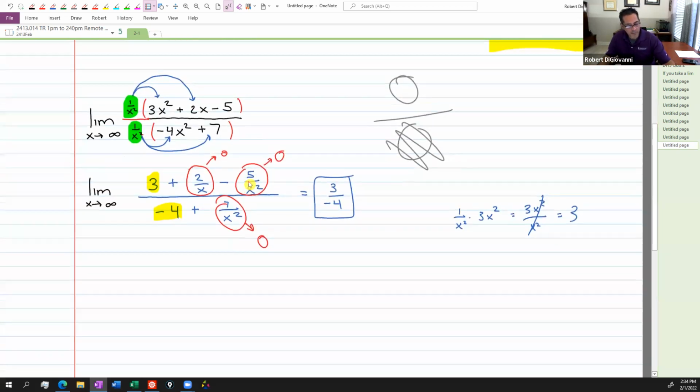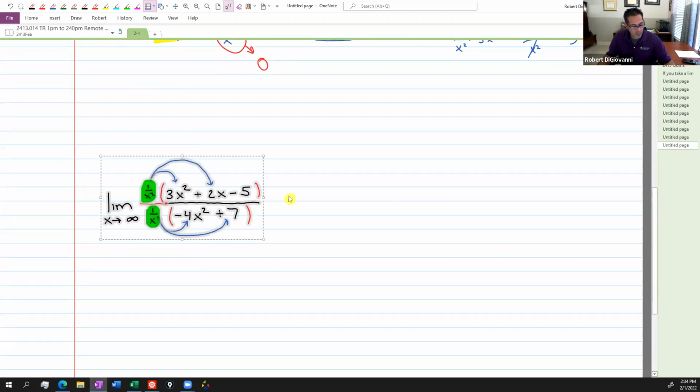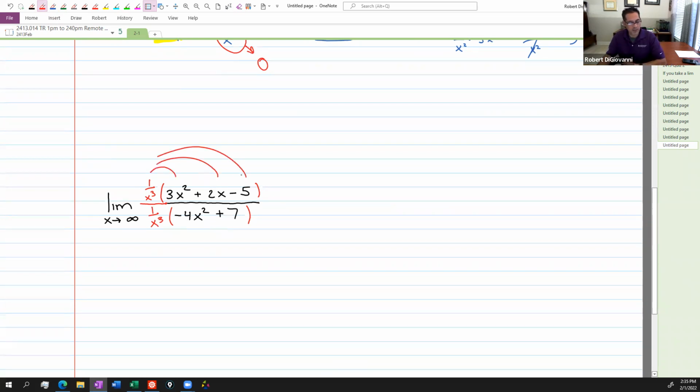Look, what if I would have done, instead of 1 over x squared, 1 over x cubed? What would have happened? Here, here, and here. I would have got 3 over x, the next one would have been 2 over x squared, and the next one minus 5 over x cubed. And then the bottom one would have been, distributing here to here, negative 4 over x, and then positive 7 over x cubed. What's wrong with doing it this way?